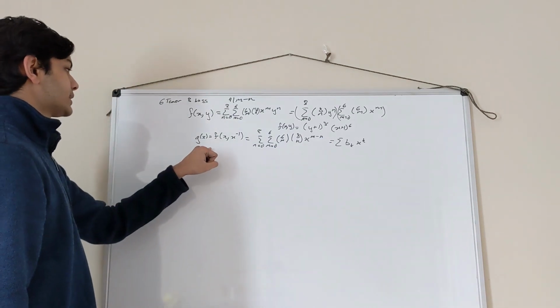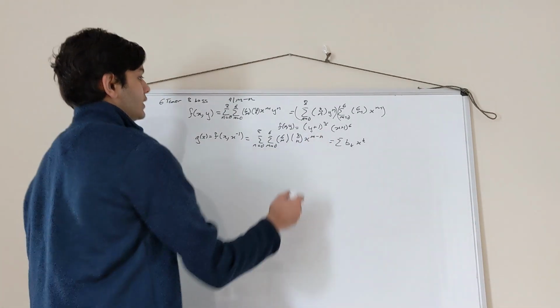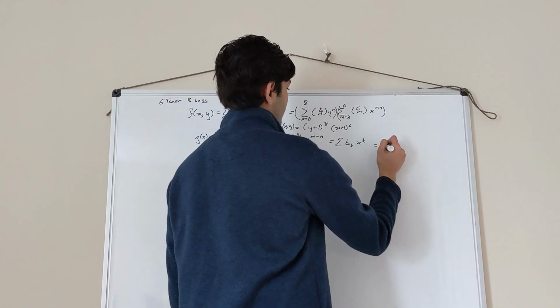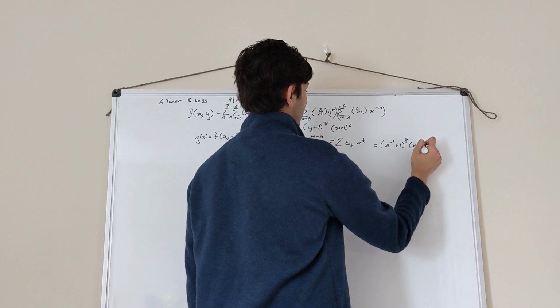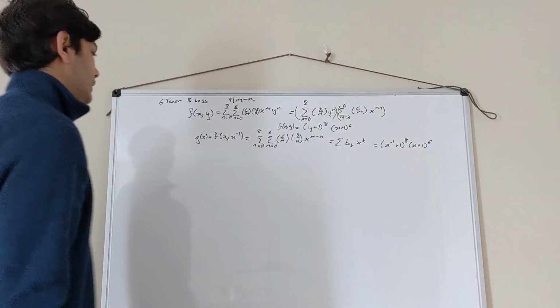But we can also use this to explicitly find out what g of x is by looking at this. So this is just going to be equal to (x inverse plus 1) to the power of 8 times (x plus 1) to the power of 6. Okay, so now let's use our formula.